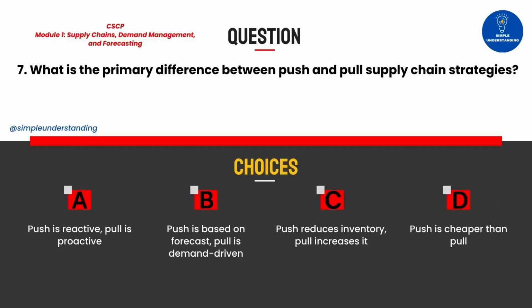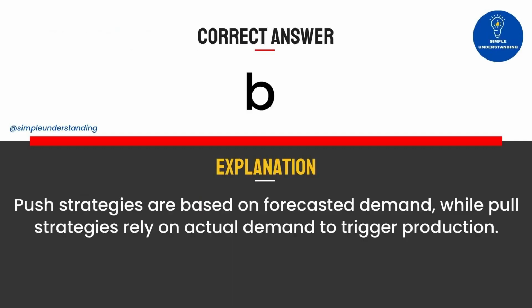7. What is the primary difference between push and pull supply chain strategies? A. Push is reactive, pull is proactive. B. Push is based on forecast, pull is demand-driven. C. Push reduces inventory, pull increases it. D. Push is cheaper than pull. Correct answer B. Explanation. Push strategies are based on forecasted demand, while pull strategies rely on actual demand to trigger production.